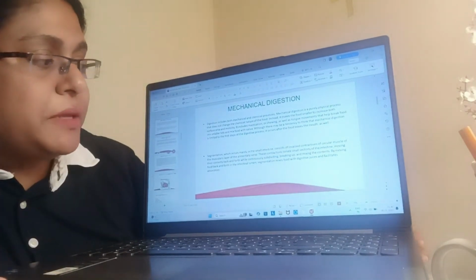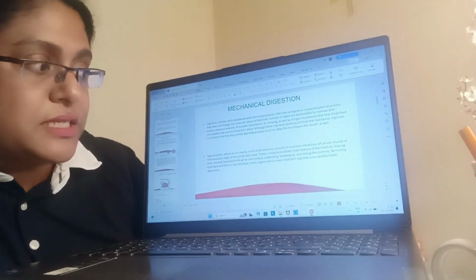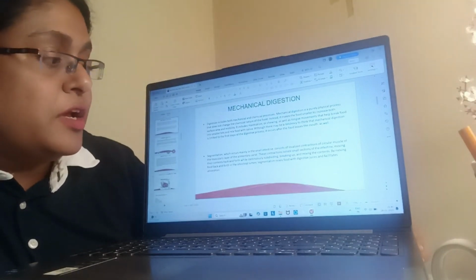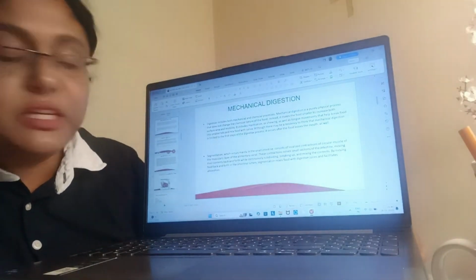Next, segmentation, which occurs mainly in the small intestine, consists of localized contractions of the circular muscle of the muscularis layer of the alimentary canal.